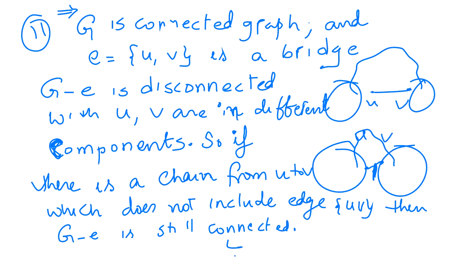You are absolutely correct. Because they have given that it is already a bridge, once you remove that, they both should be in two different parts. So if there is a chain from U to V which doesn't include this edge UV, that means if there is a path like this, then it is still connected even if you remove this edge. So that is not going to be a bridge anymore.